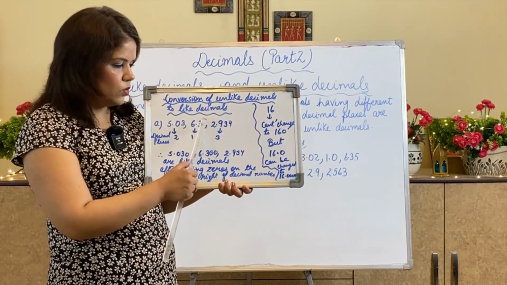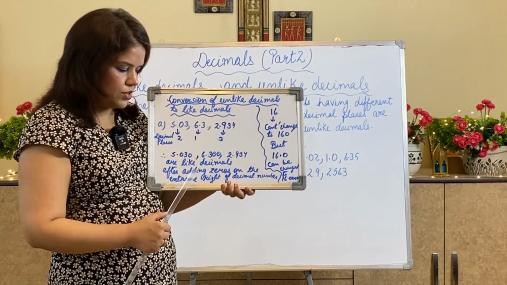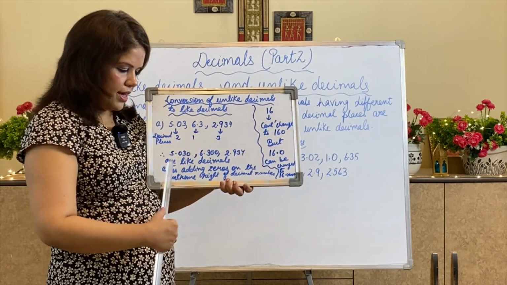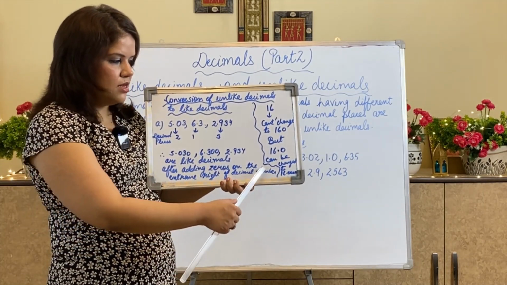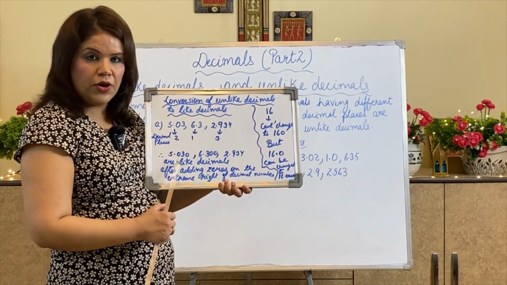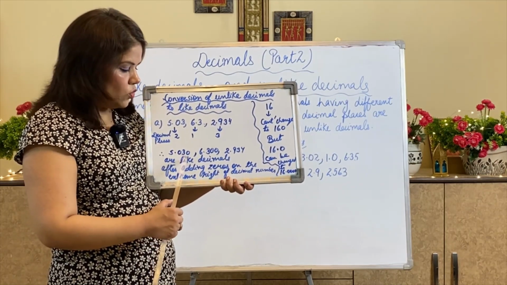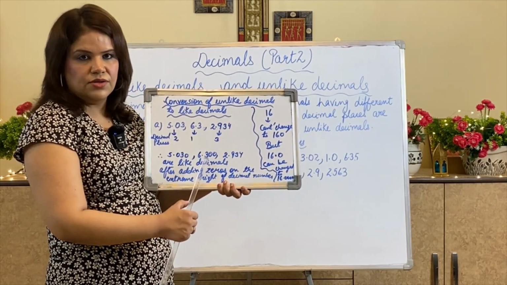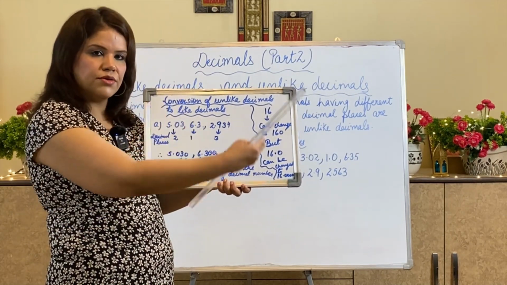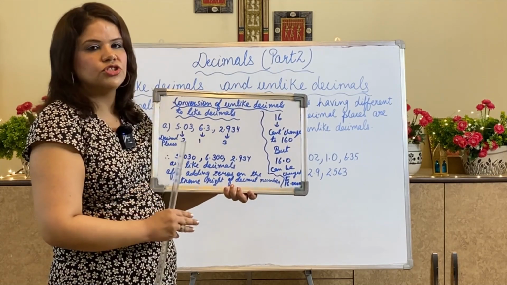So we have converted the unlike decimals to the like decimals after adding 0 on the extreme right of decimal numbers. Decimal numbers means after the decimal point, whatever number is given, towards its extreme right you will add zeros. Understood? Not towards the left, towards the extreme right you will add zeros, and it will not change its value.